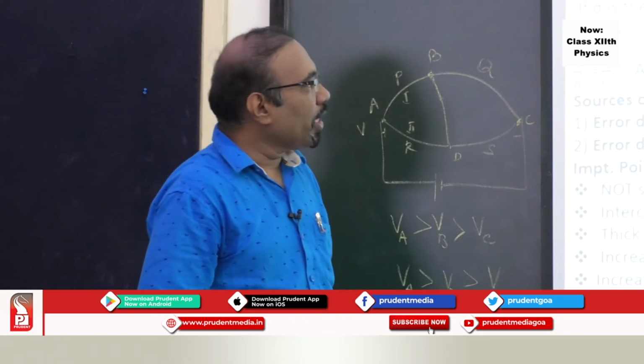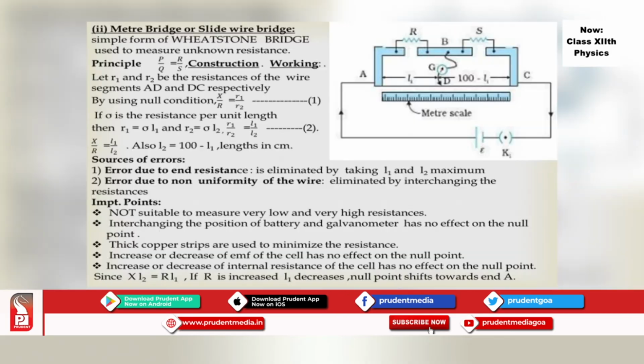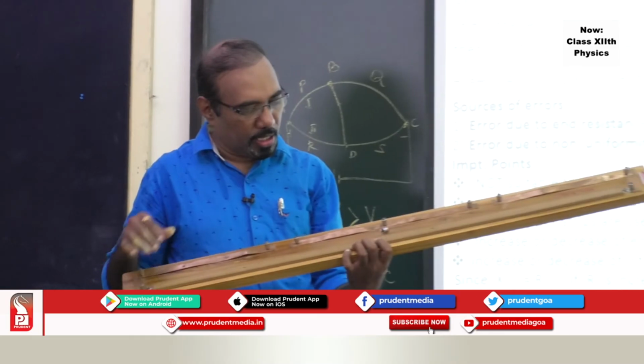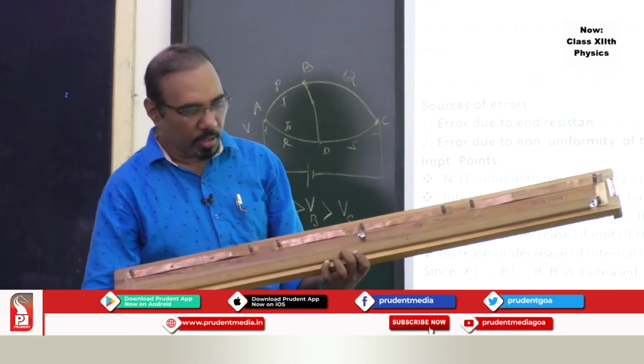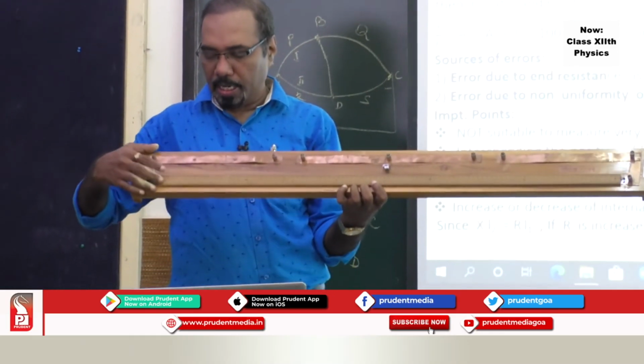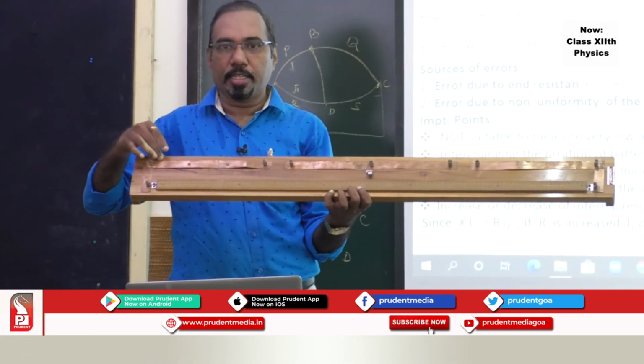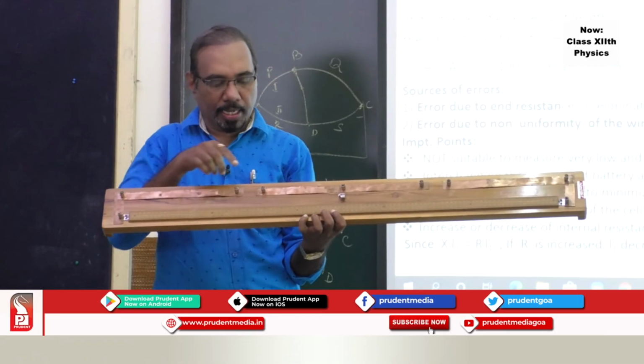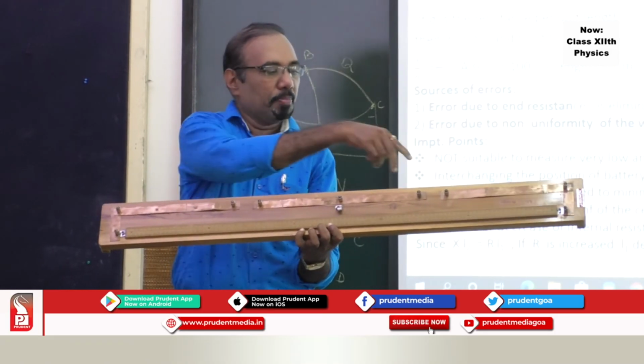Then, the modified form of the Wheatstone bridge is the meter bridge. And we have a meter bridge here. This is a meter bridge. Now, the meter bridge has a wire, this wire AB. There are metal plates fixed here. Gaps are left between the metal plates.